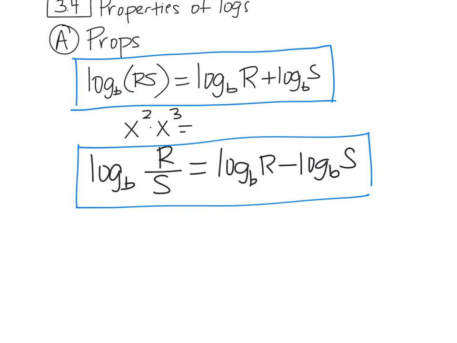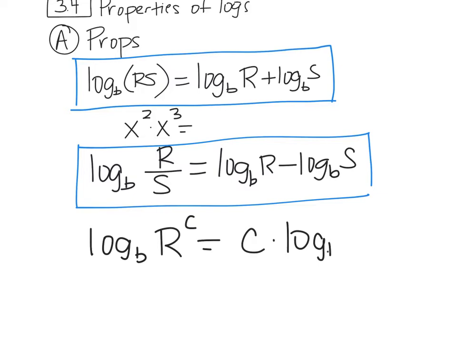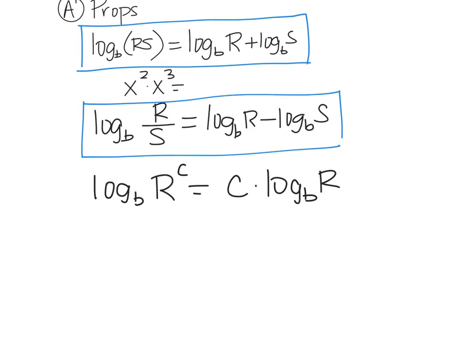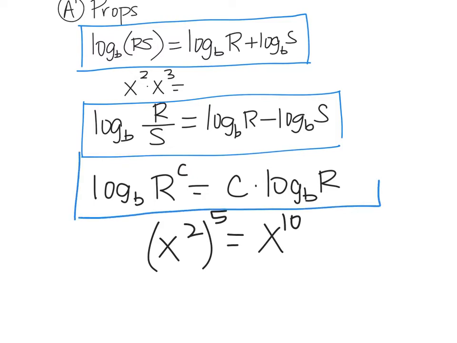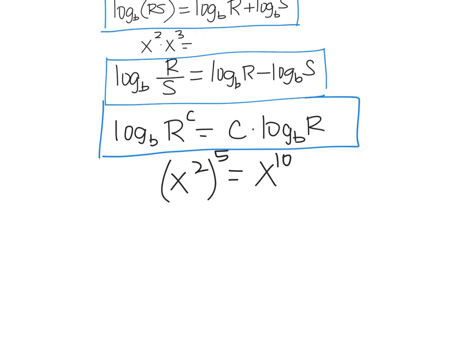Okay, and then finally the last one, and this one is my favorite. Yep, I have favorites. Log base B of R to the C, and maybe some of you have already been using this one. This one is you bring that C down to the front, and it becomes multiplication. And think about it. When you do something like x squared to the 5th, what do you do to the exponents? You multiply them. This is just raised to the power, so they're exponents in themselves, and you bring that C down. All right, those are your 3. Memorize them. Know them. Know how to use them. All right, so that was part A.